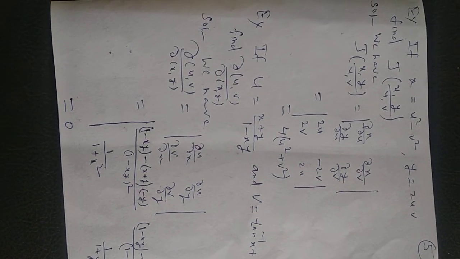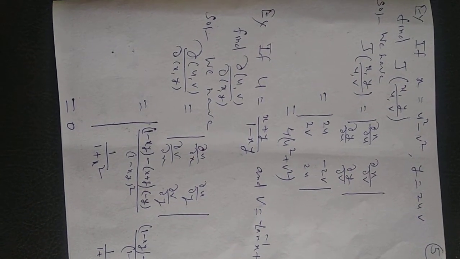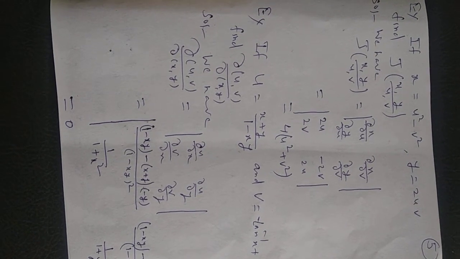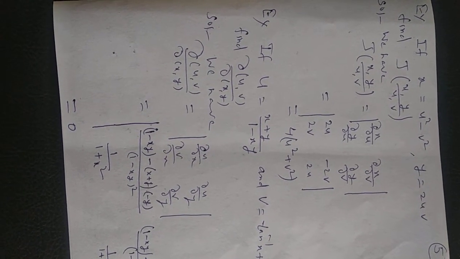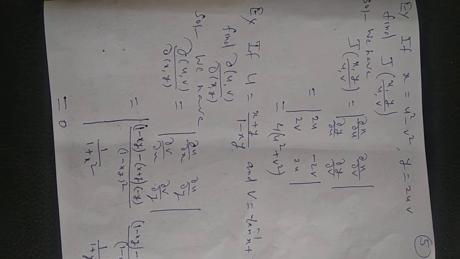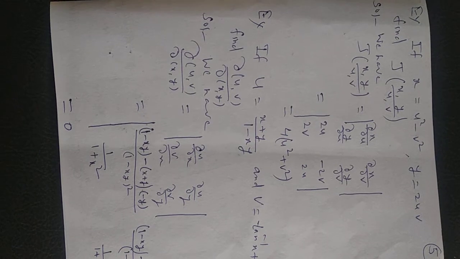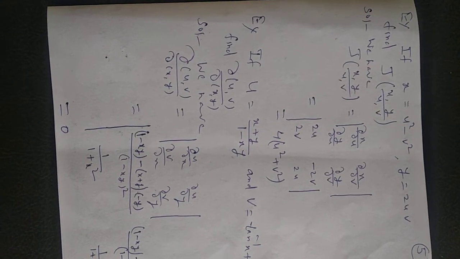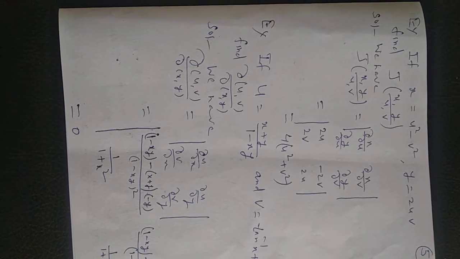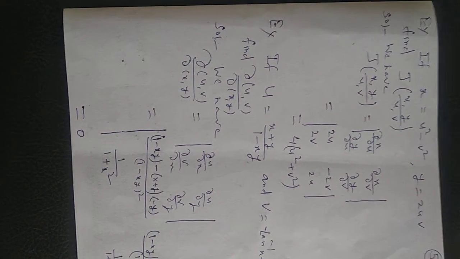Then we have seen some properties of Jacobian, that is J into J dash is equal to 1. That is the important property. And also we have seen examples on Jacobian. So continuing with the same, we will see some more examples in this lecture on Jacobians.